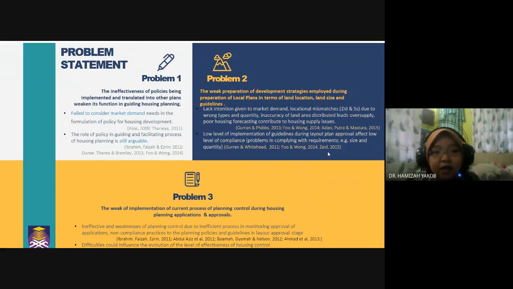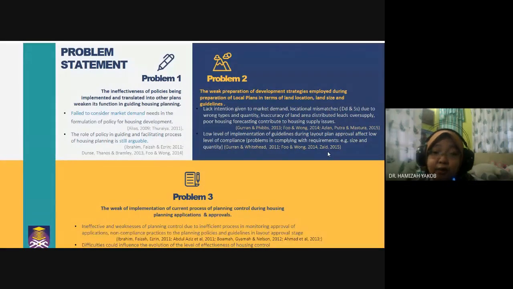The first has been related to the ineffectiveness of the policy that has been implemented. Basically, the problem highlighted is more on the failure to consider housing market demands, especially during formulation of the policy. And also, the role of policy in housing planning is still arguable.